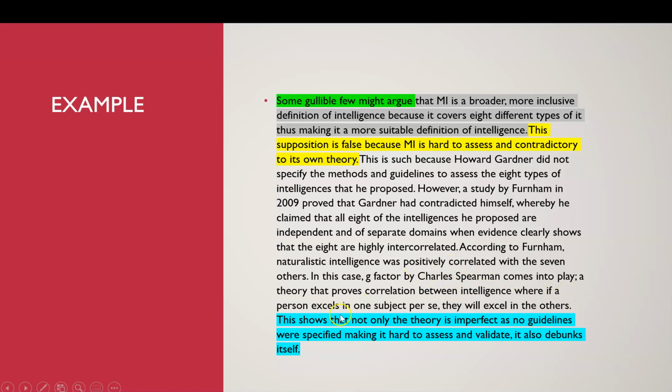Finally, we need to conclude. This shows that not only is the theory imperfect as no guidelines were specified, making it hard to assess and validate, it also debunks itself. So this is a concluding sentence to reaffirm our stand and not the opponent's stand, and to reaffirm or restate our main idea. Okay?